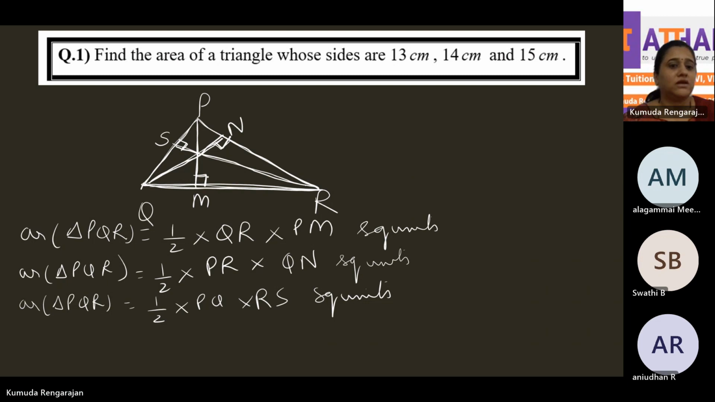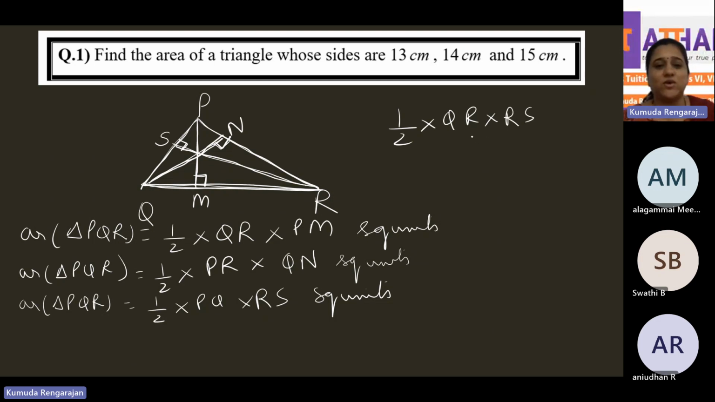If you write half into base QR into somebody's altitude RS, you will not get the right answer. It's an incorrect answer. So remember that.